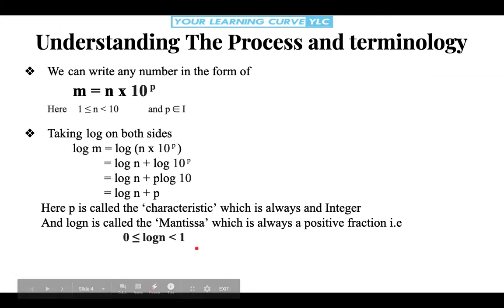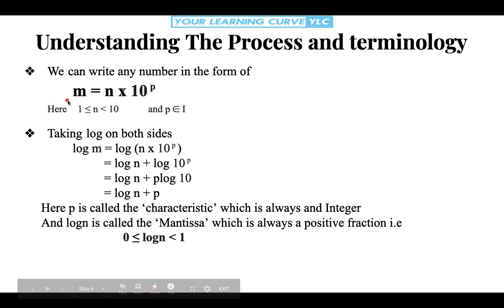Understanding the process and terminology. Before we proceed with the use of log tables, you understand that if we write any number in scientific form or standard form, then m is equal to n into 10 to the power p. Here n, this number lies between 1 to 10. It can be equal to 1 but cannot be equal to 10, because if it is equal to 10 then we will increase this p by 1. P belongs to integers.